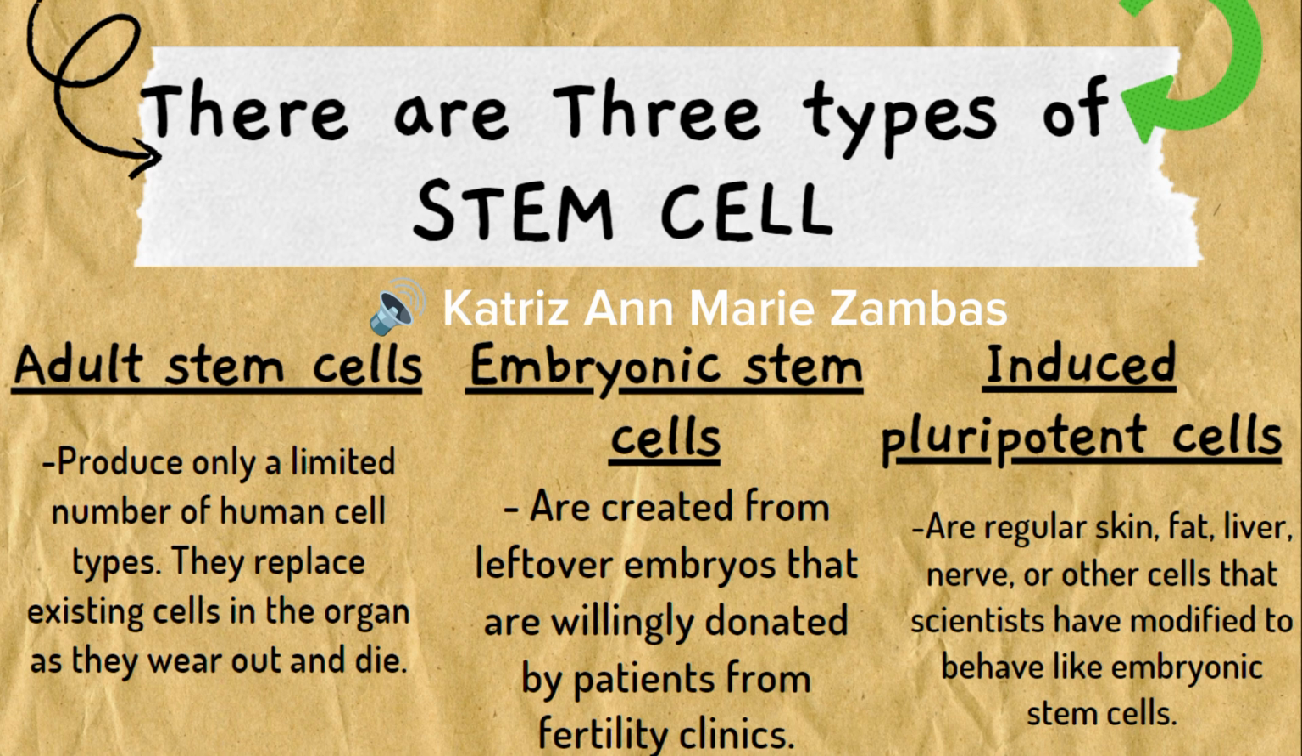There are 3 types of stem cells. First is adult stem cells. It produces only a limited number of human cell types. They replace existing cells in the organ as they wear out and die. One of the key characteristics of adult stem cells is their multipotency, meaning they can differentiate into a limited range of cell types specific to the tissue or organ in which they reside.